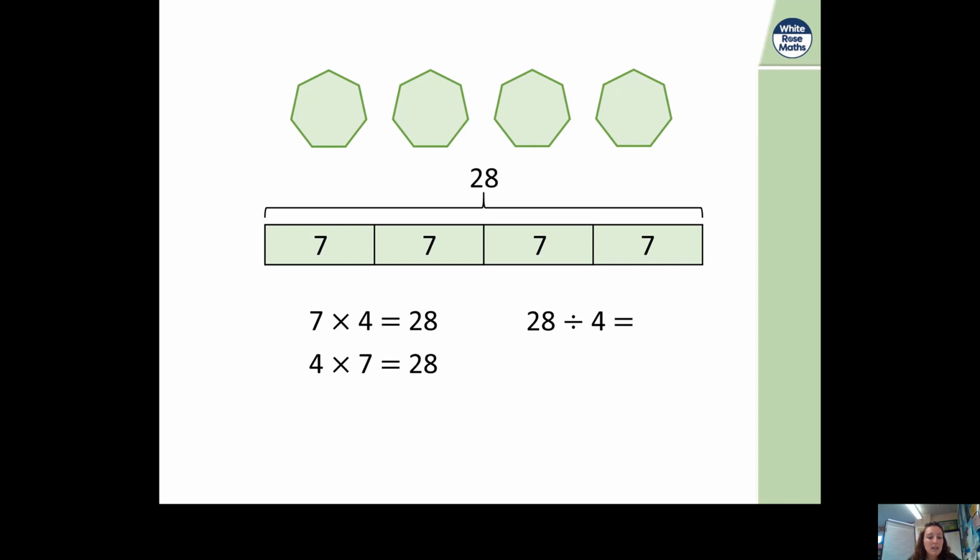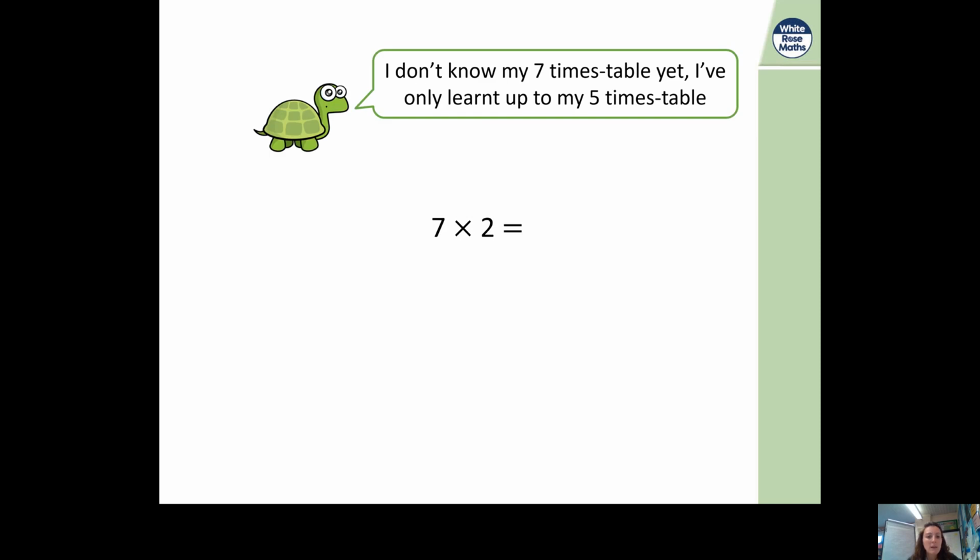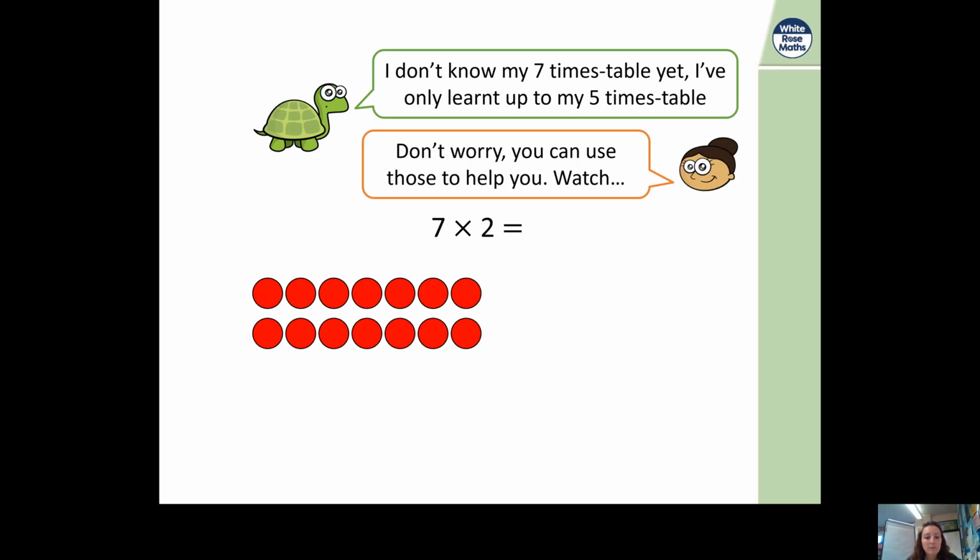If we're dividing, you can see the bar, which equals 28, split into 4 equals 7. Or if we split the bar into 7 equal sized pieces, it would equal 4. Okay, now some of you might be thinking, I don't know my 7 times table yet, but we can use our 5 times table to help you. So let's have a look.